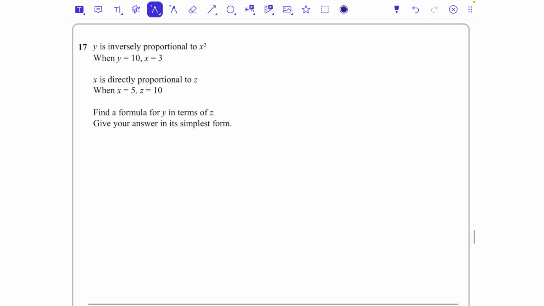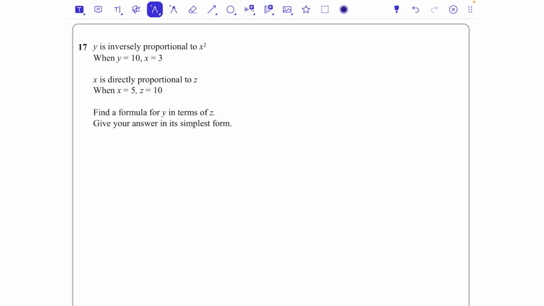Question number 17. Y is inversely proportional to x squared. When y is 10, x is 3. And then x is directly proportional to z when x is 5, z is 10. Find a formula for y in terms of z. Give your answer in its simplest form.